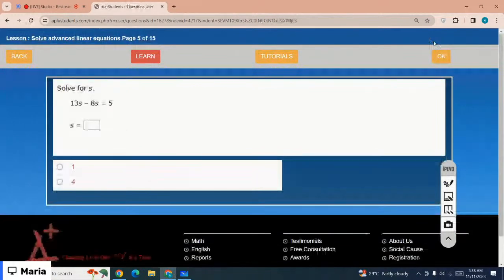Solve for s, the correct option. 13 minus 8 is, very good. That is 5s equals 5. So s equals 1. The correct option is s equals 1.